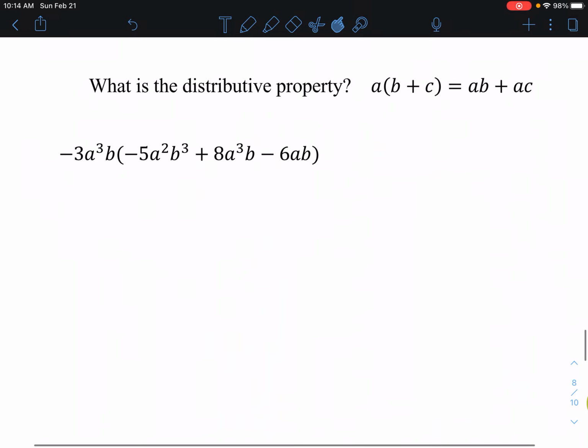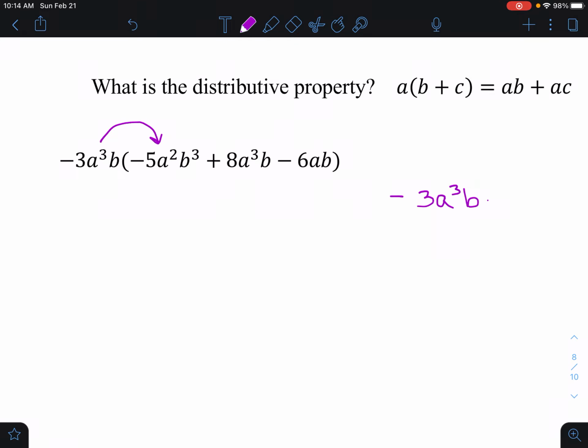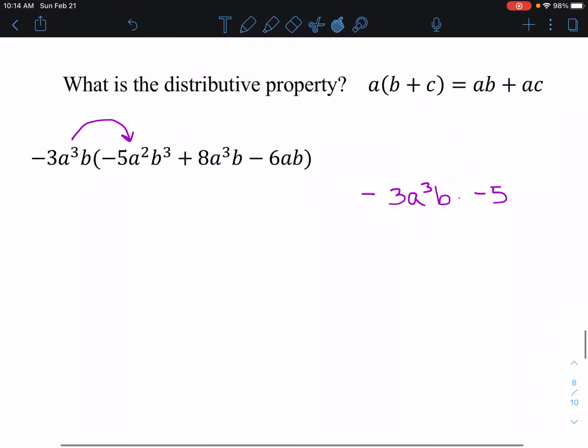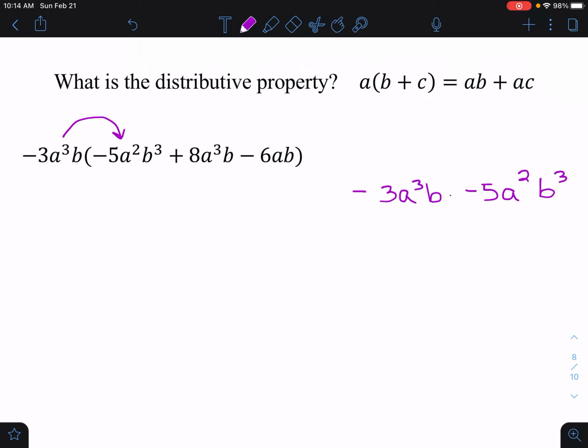This is a little weird because it's got 2 variables in here. The process is going to be the same though. Okay, so we're going to go like this. Okay, and if you again need to write it over here, negative 3a to the third b times negative 5a squared b to the third, and figure out what that is first, and then rearrange them, you can.